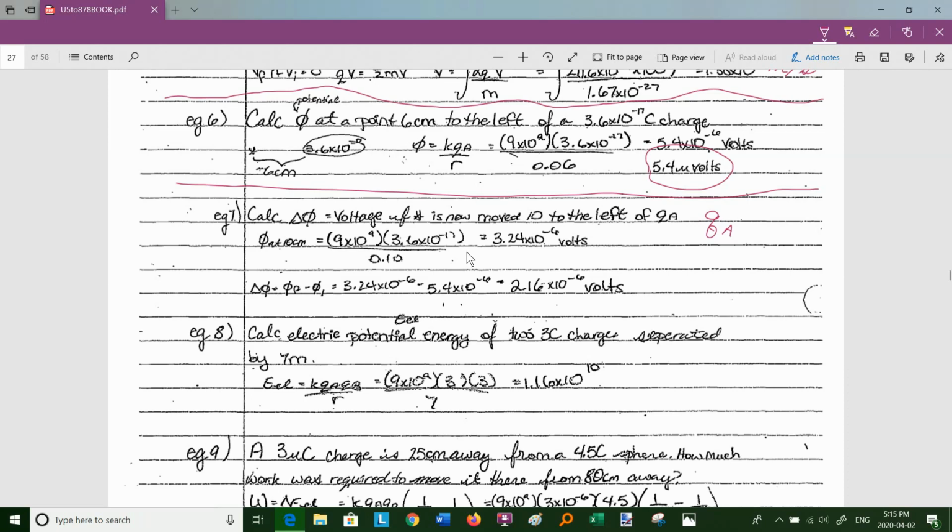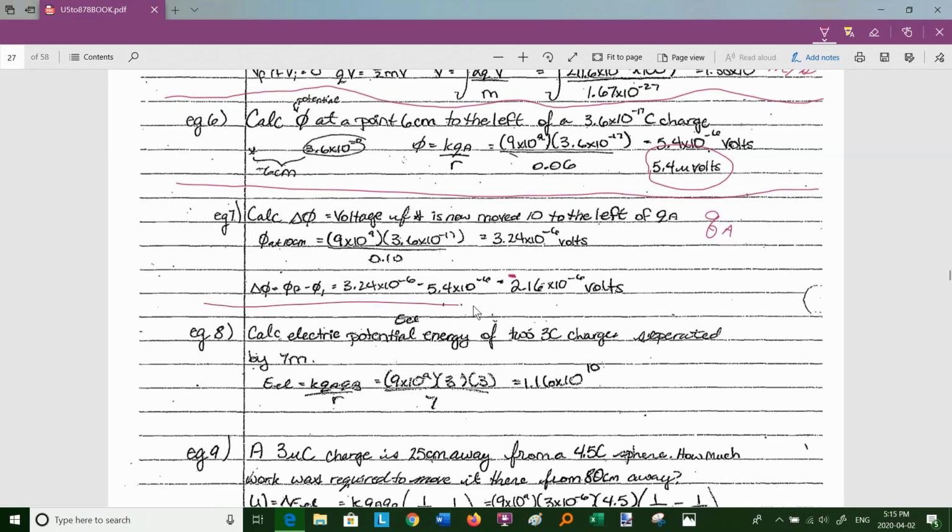Now that's going to be negative, isn't it? If I do 3.24 by 10 to the minus 6 minus 5.4 by 10 to the minus 6, I get negative 2.16 by 10 to the minus 6 volts. So put a negative sign there. And that is the change of potential, which is the voltage.